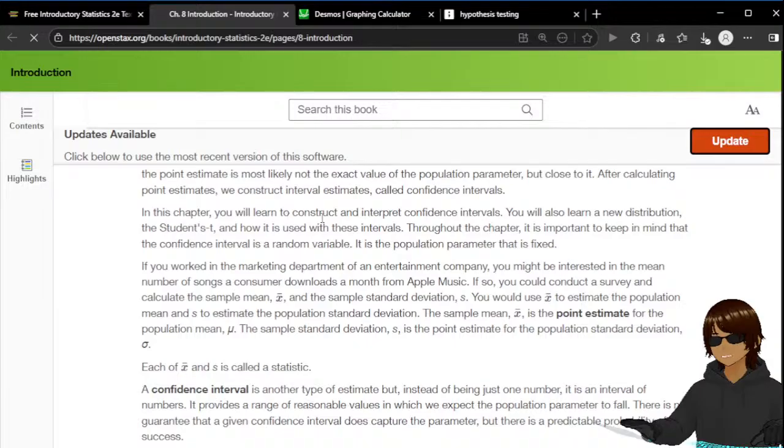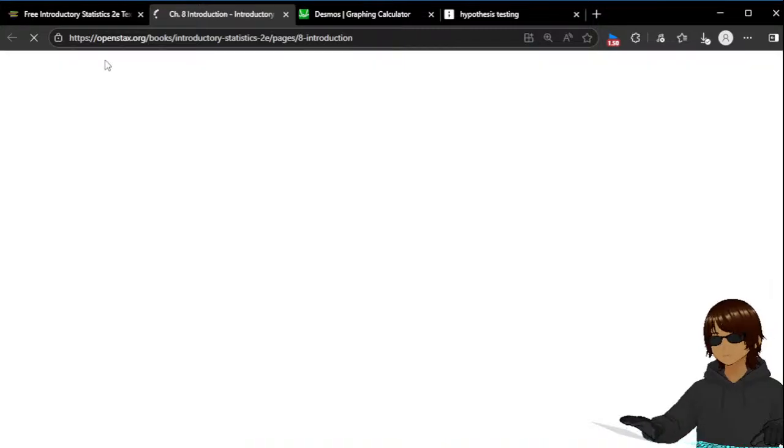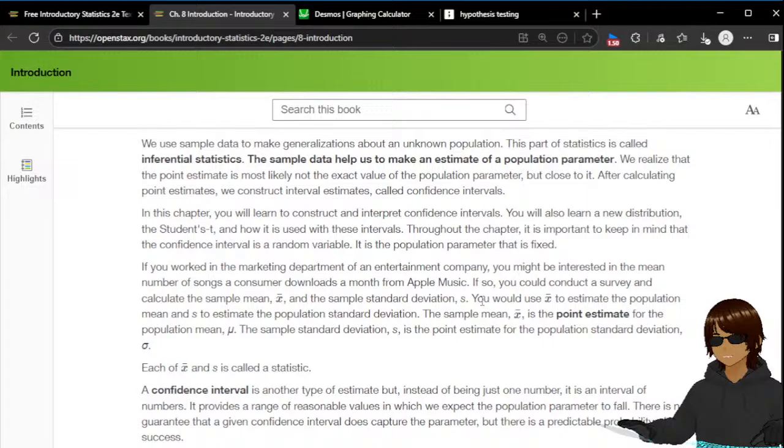You will learn to construct and interpret confidence intervals. You'll also learn a distribution called Student's t, and how it is used with these intervals. Suppose you worked in a marketing department of an entertainment company. You might be interested in the mean number of songs a consumer downloads a month from Apple Music. If so, you could conduct a survey and calculate the sample mean and the sample standard deviation, as you would use x bar to estimate the population mean and s to estimate the population standard deviation.